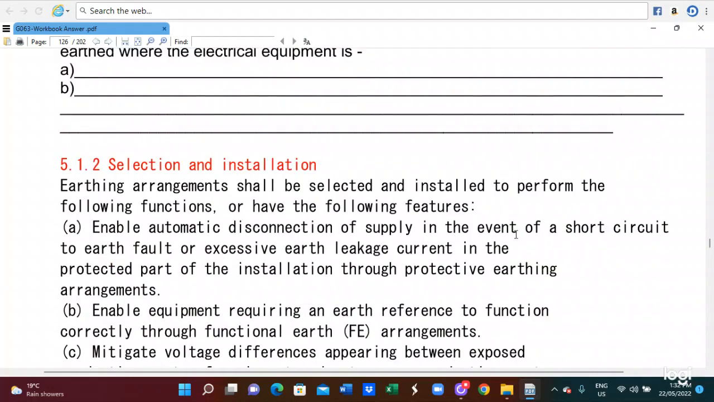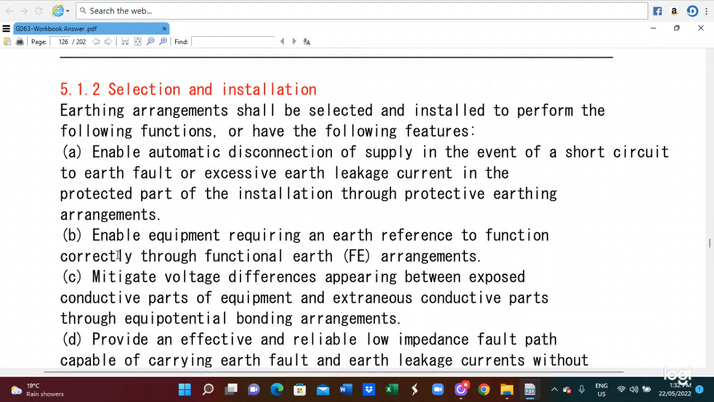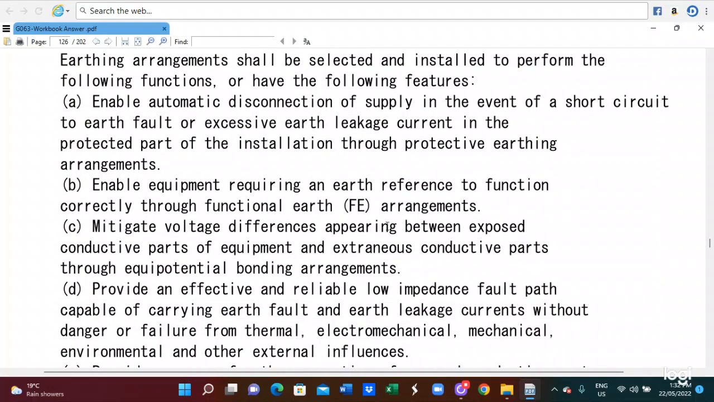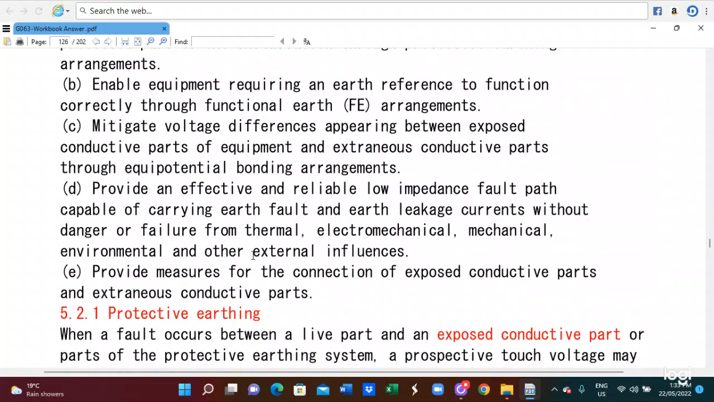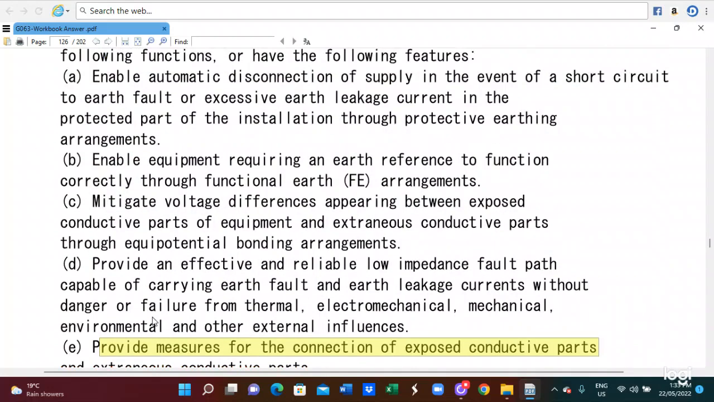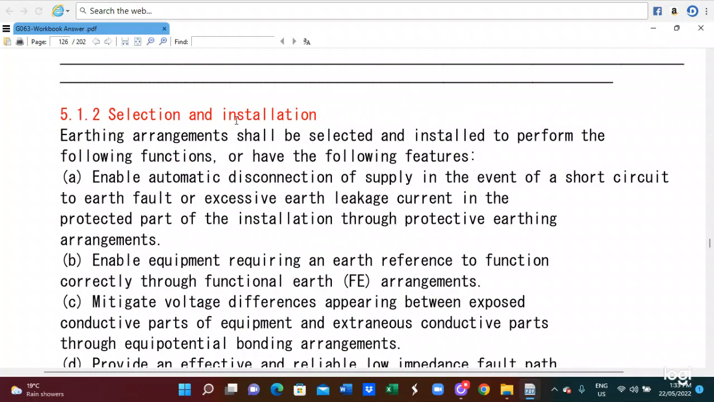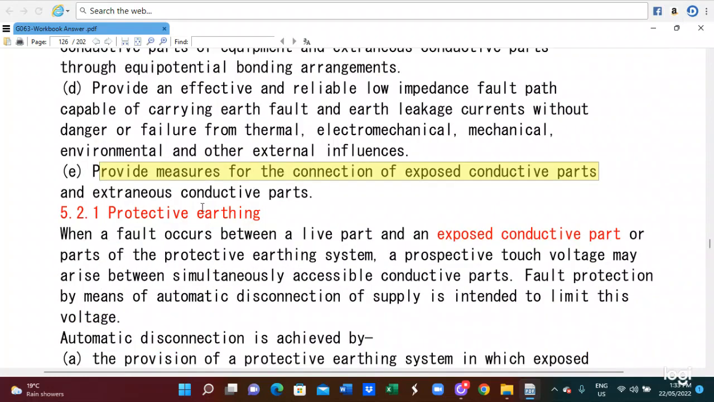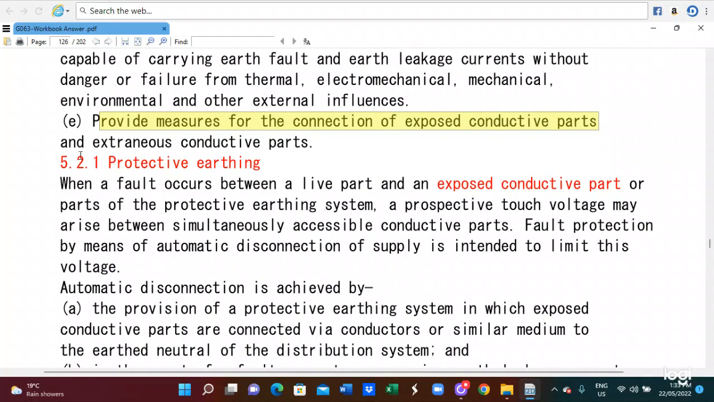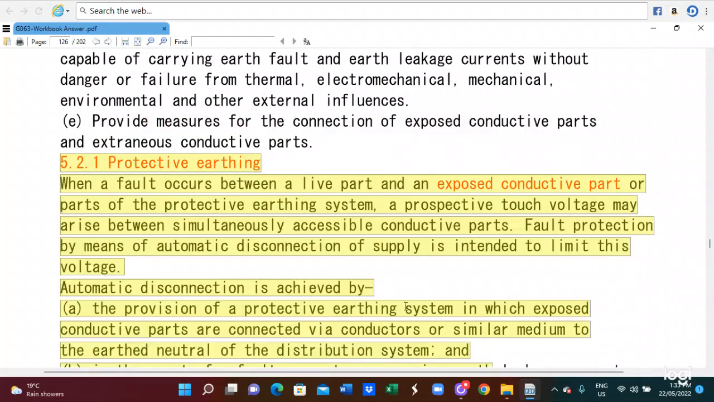And for selection and installation, you have to refer to clause 5.1.2. The earthing arrangement shall be selected and installed to perform the following functions: automatic disconnection of supply, equipment requiring a reference function, designate the bonding, and provide an effective, reliable, low impedance earth fault path, and provide measures for the earth fault connection paths. So those are the selection of the installation. And 5.2.1 is a protected earthing system. You can read that in this passage.